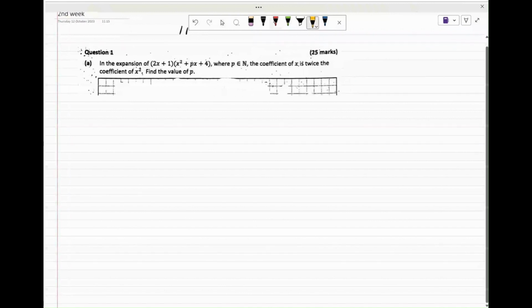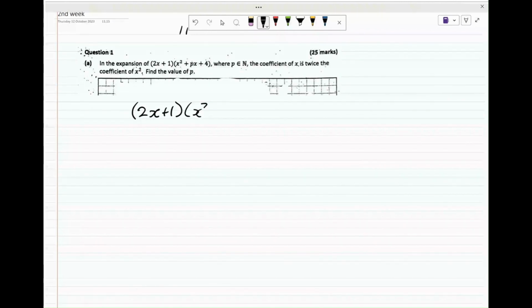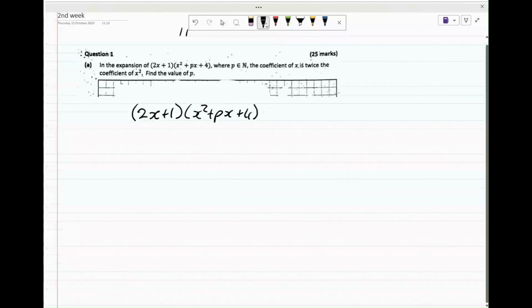But it says the coefficient of the x is twice the coefficient of the x squared, and find the value of p. So we learned that expansion means multiplying things out. So, well, first we'll rewrite what we know. That's (2x + 1)(x squared + px + 4). Then we'll multiply everything out.